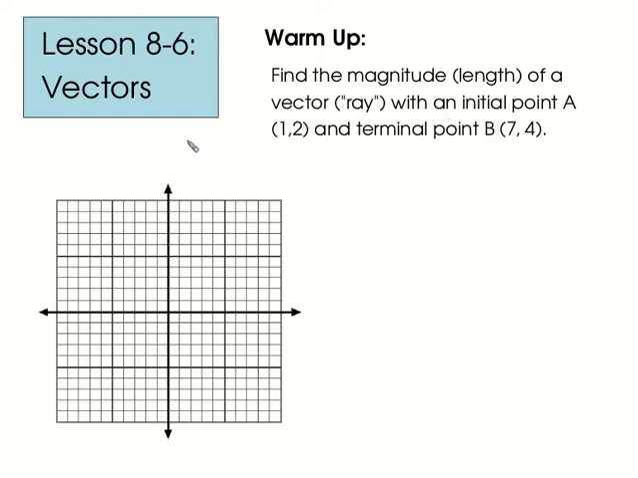This is lesson 8.6 on vectors. So we're going to do a little bit of work with them, starting with this warm-up problem. Find the magnitude of a vector with an initial point (1, 2) and a terminal point (7, 4).